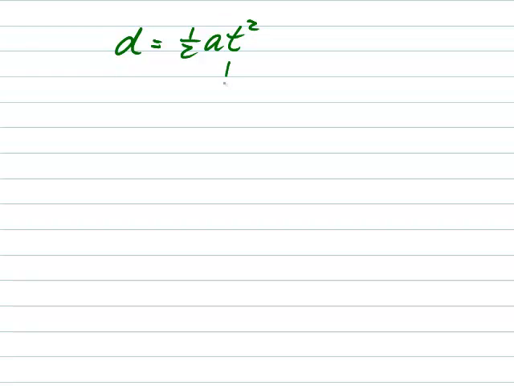So we want to get t by itself. Well, what's happening to the t? It's being multiplied by 1/2, and it's being multiplied by a.